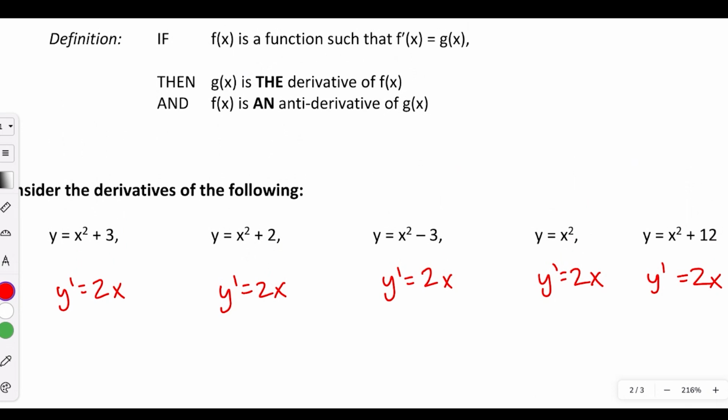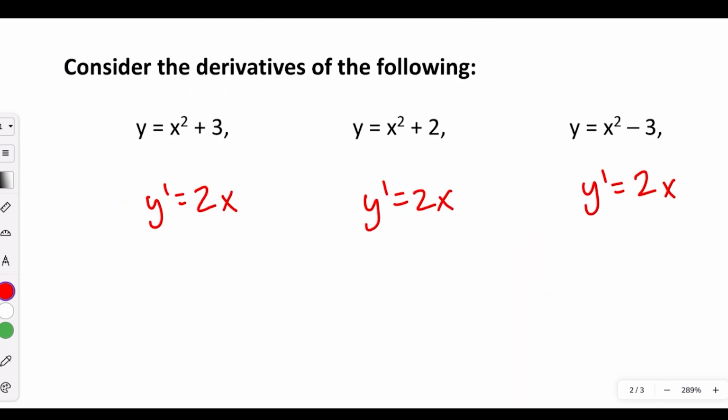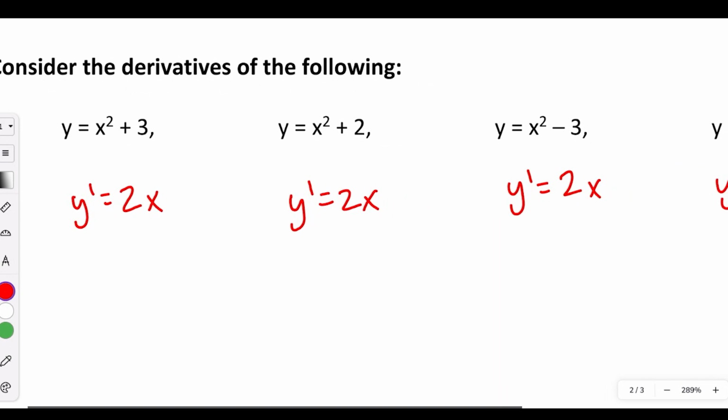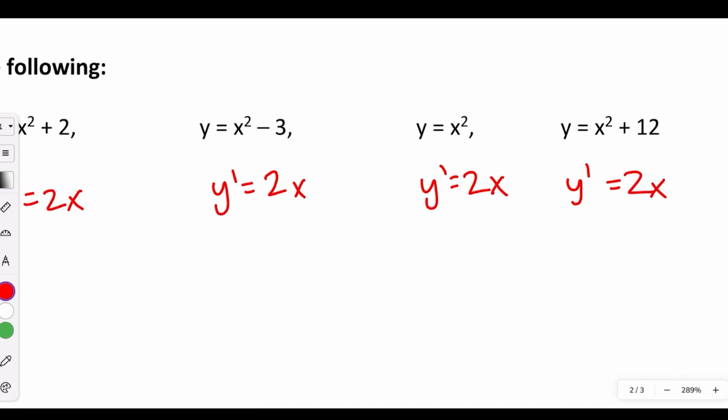But if I give you a derivative or a differential equation and want you to go back and find the original function, I want you to find the antiderivative. There's not just one antiderivative, there are many. If your function is 2x, we can see that 2x has many antiderivatives. X squared plus 3, x squared plus 2, x squared minus, all these are antiderivatives of 2x.